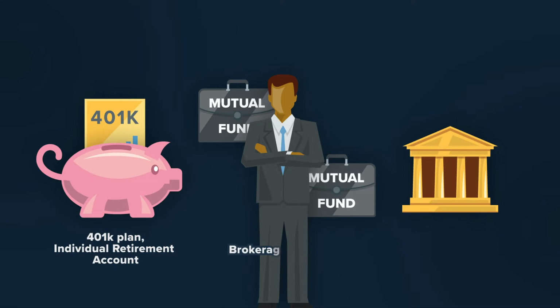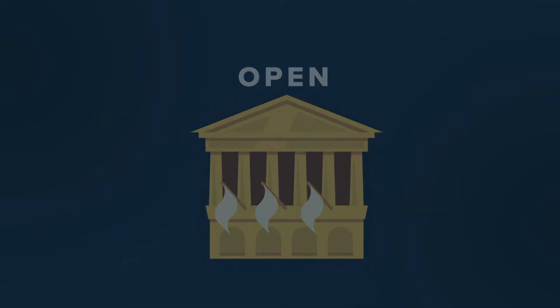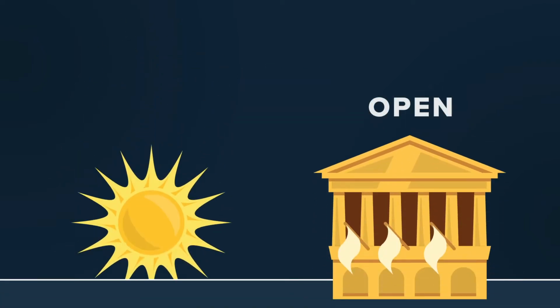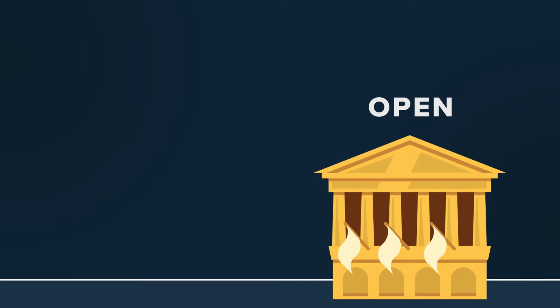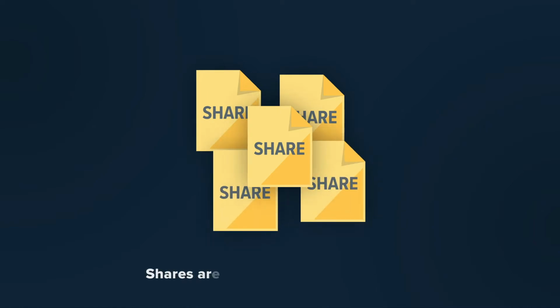Mutual funds can be bought through a brokerage account, through the fund directly, or through many banks. You can enter an order to buy or sell a mutual fund any time the New York Stock Exchange is open. Trades in mutual funds are priced at the end of the day. They are priced once daily after the stock market closes.